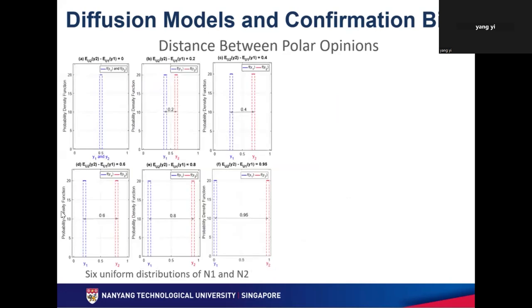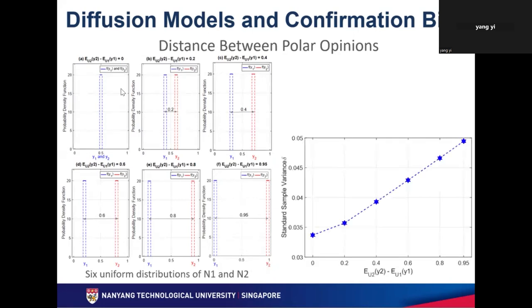The distance between the two polarized opinions ranges from zero to 0.95, so the opinions range from unified to polarized. They also evaluate the impact of such polarized opinions on the opinion dynamics on the networks. I will not introduce how they calculated the metrics here, but if you're interested, I will explain more after my sharing.